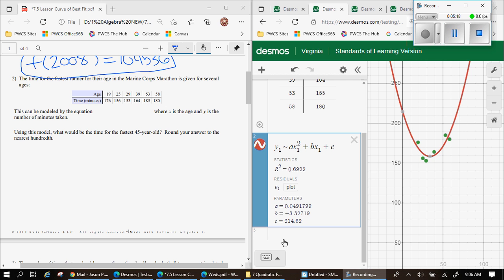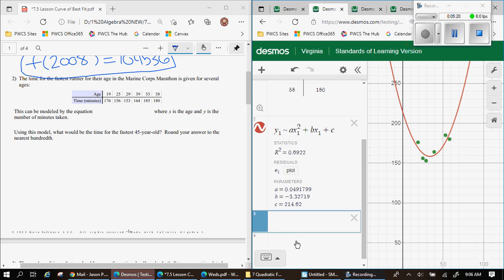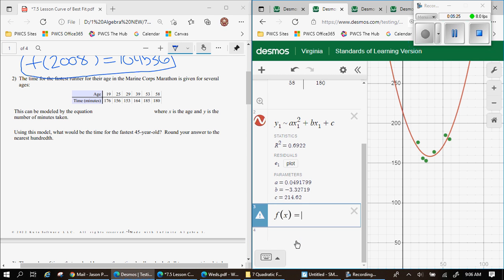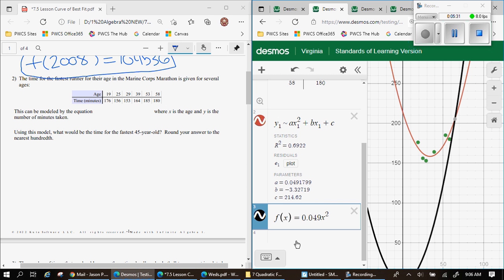And I'm not going to write it down here. I'm actually just going to type it in. A is 0.0, I'm just going to say 49. I'll shorten it up a little bit, x squared. And now we don't need the little 1 subscripts anymore because we have A, B, and C. Minus, I'll make that 3.33. I'm rounding, that 7 rounds the 2 to a 3.